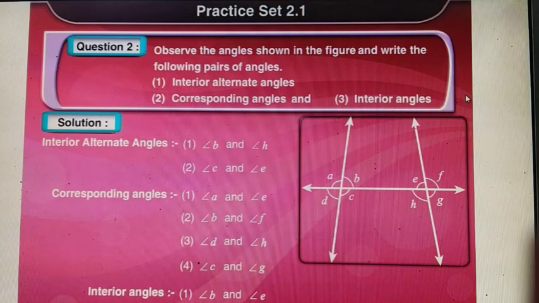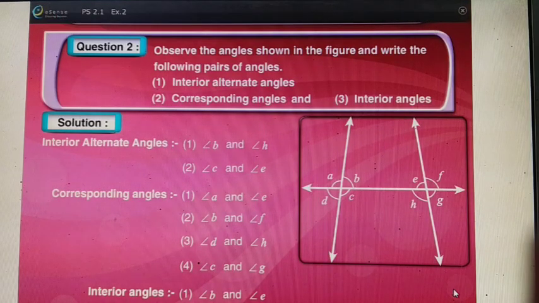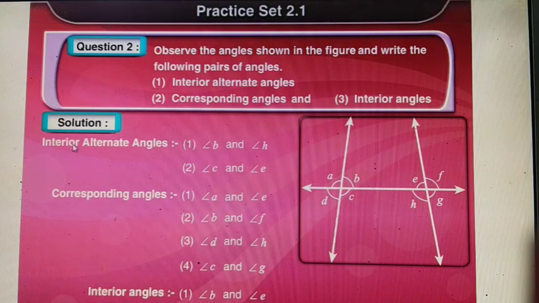Question number 2. Observe the angles in the figure and write the following pairs of angles. First one, we have to write interior alternate angles. Second, corresponding angles. Third is interior angles. Solution. First, here you can see in the figure, this line is a transversal and these both lines are parallel lines.